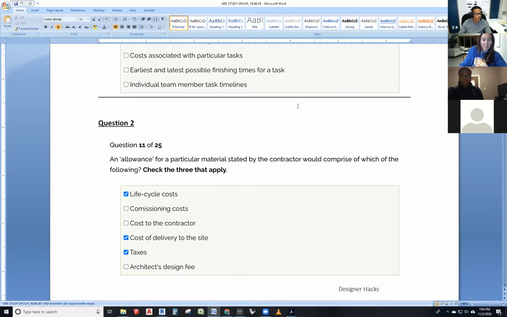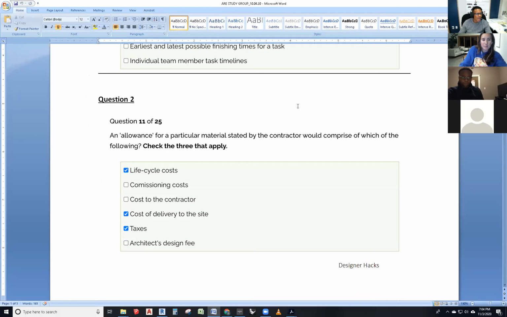Question number 2. An allowance for a particular material stated by the contractor will comprise of which of the following? Life cycle costs. Check 3 that apply.